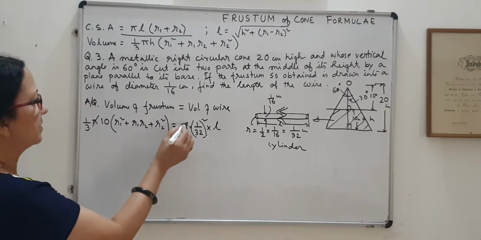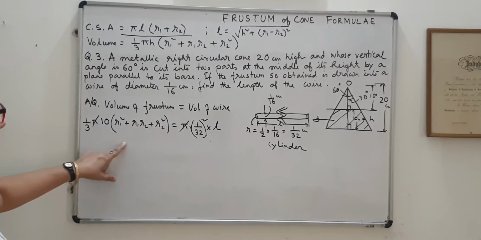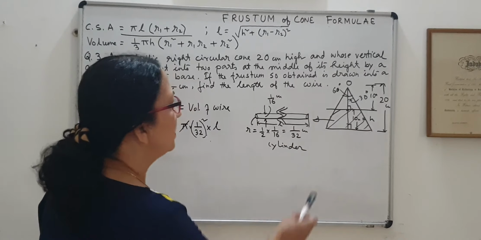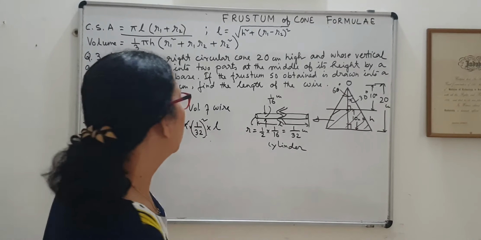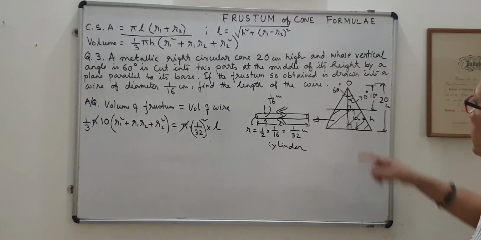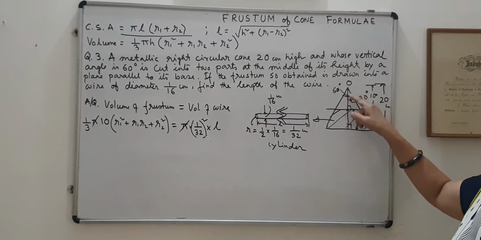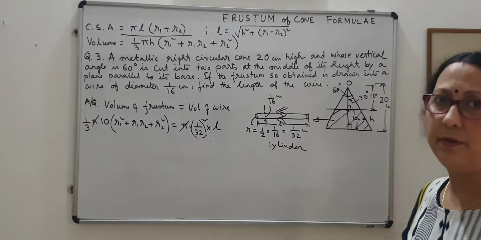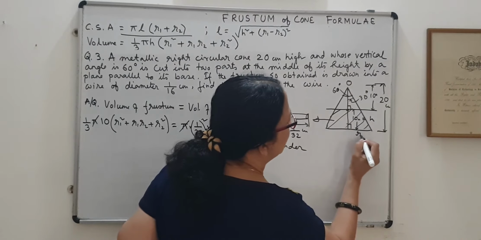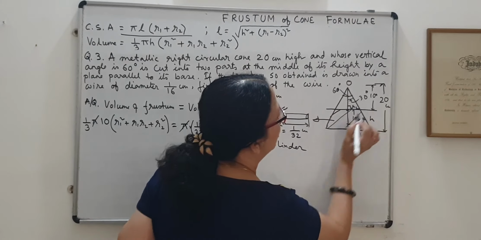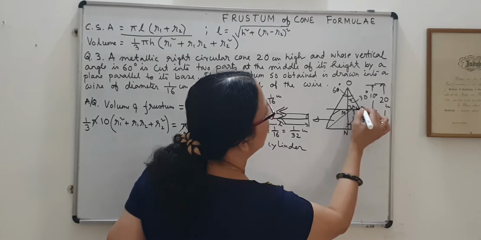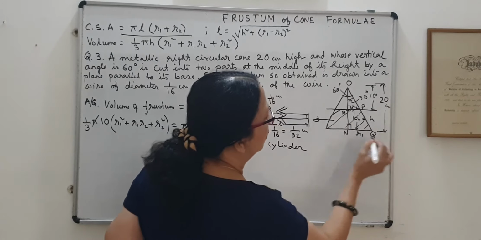So pi is getting cancelled. Now the thing is that values of R1 and R2 are not given here, but instead this vertical angle is given. So how can we find R1 and R2? Since these are right triangles and the acute angle is given, obviously I will make use of trigonometry. I have taken this one to be R1 and this to be R2. Let me give names: say this is M, this is N, this is P, and this is Q.